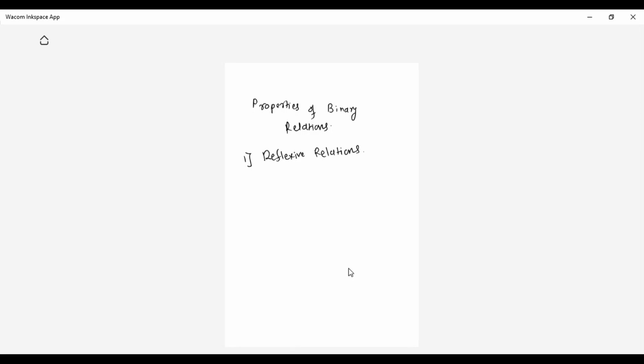So I hope everyone is writing down what I'm trying to say. Types we have seen, representation we have seen. Now we are moving to a very important topic, that is properties of binary relation. Whatever relations we are getting from this set, they are showing some properties, some attributes. What these properties are, we are going to see. The first attribute for the relation is the reflexive relation.